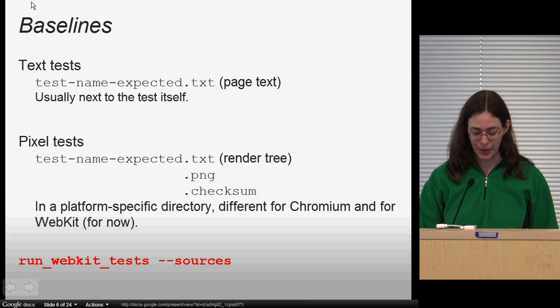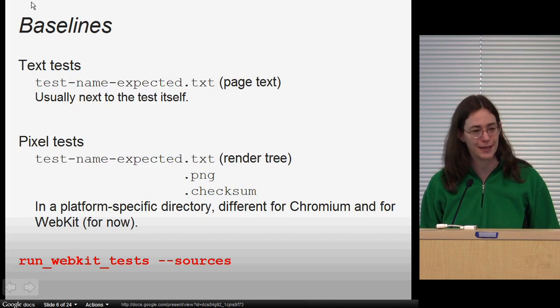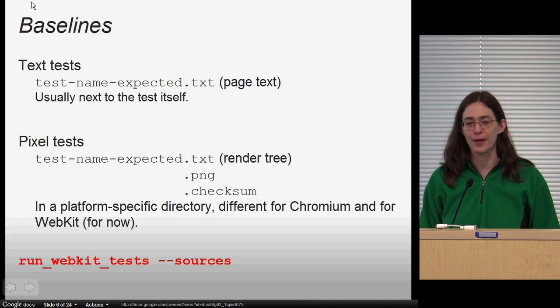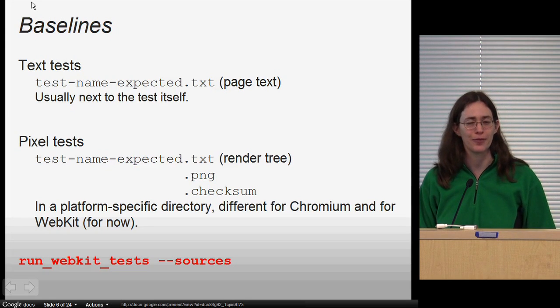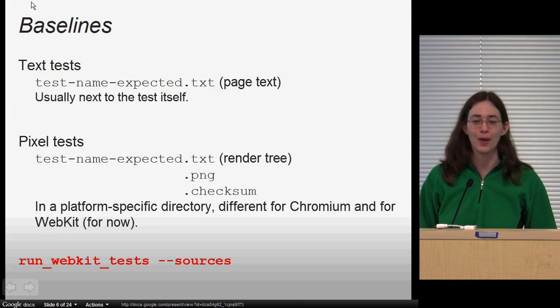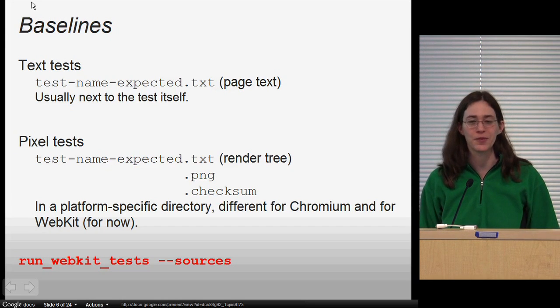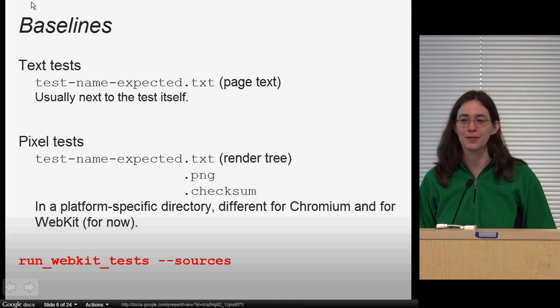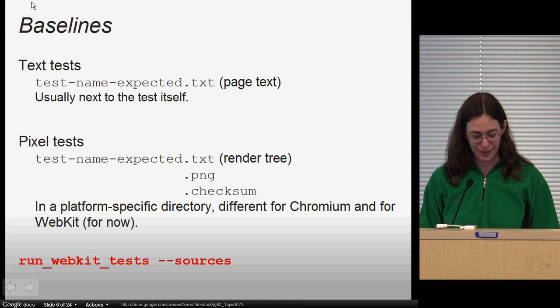What's a baseline? Well, as I've already mentioned, there's a set of text tests that only produce the text on the page. In that case, since the baselines are cross-platform, the expected results will typically be in the repository next to the test itself. If it's a pixel test, on the other hand, then the expected results will be in a platform-specific directory. Currently, there's a different set of platform directories for Chromium's results and for WebKit results, although, as has been mentioned, once we get all of the API upstreamed and so on, we're going to be moving our results up into the WebKit repository as well.